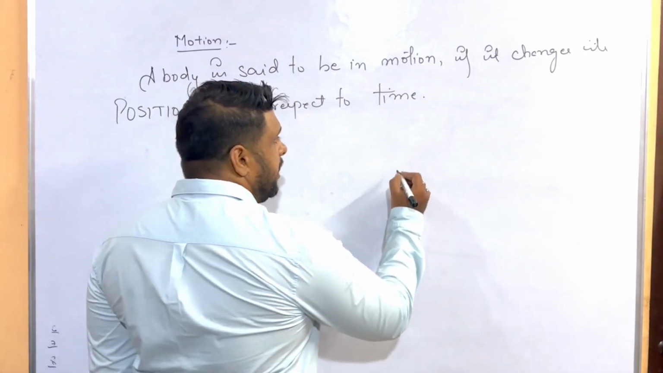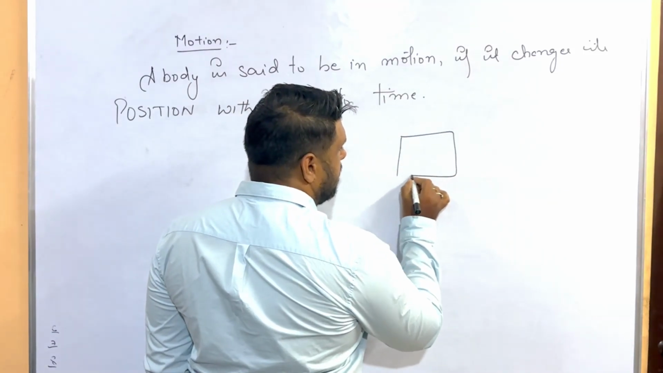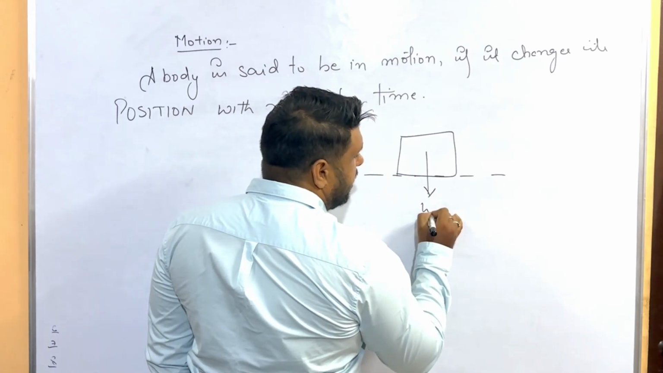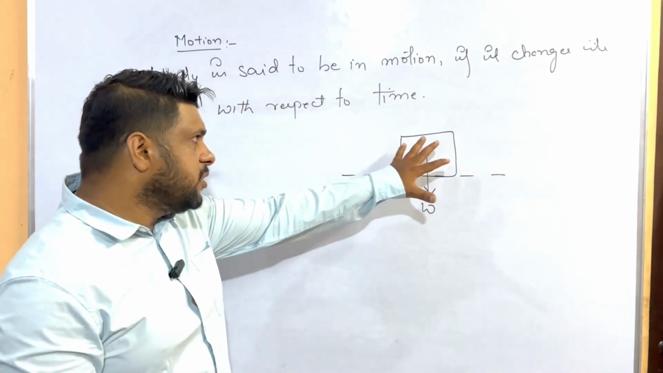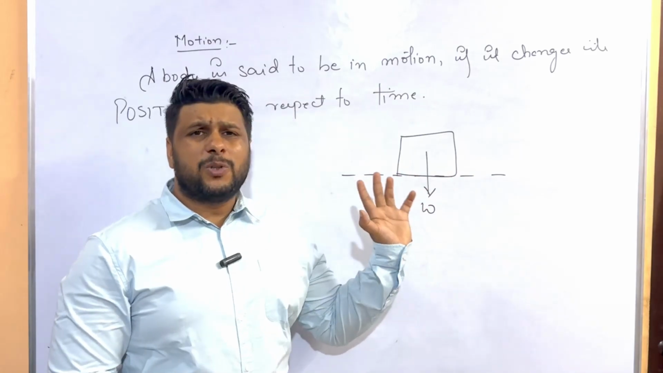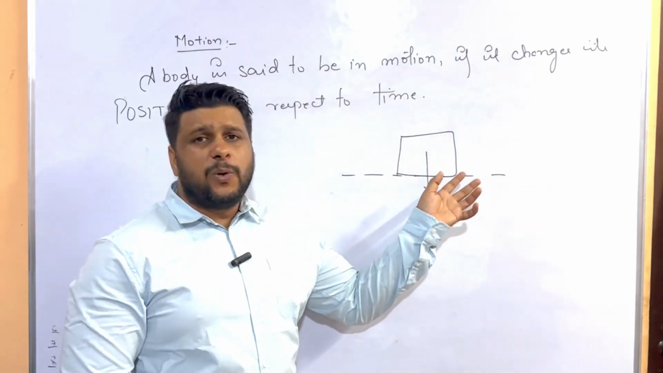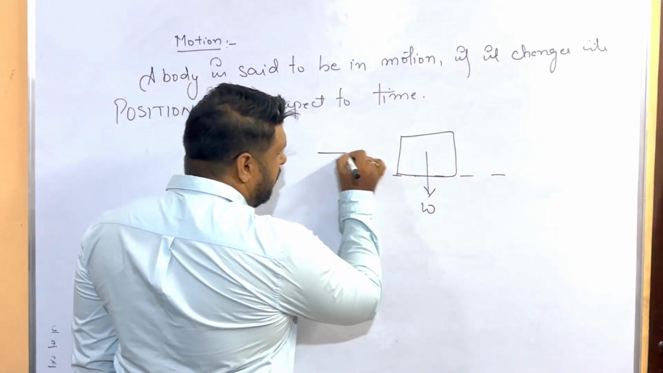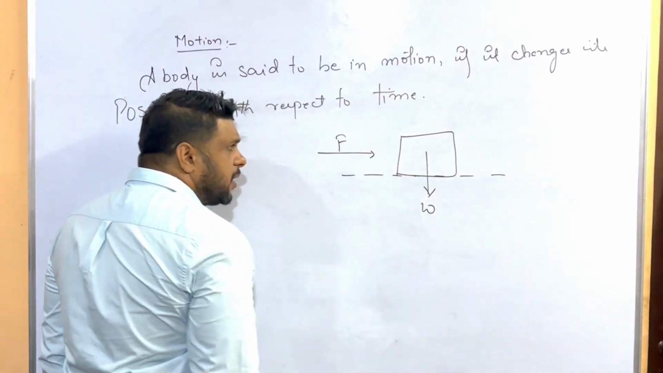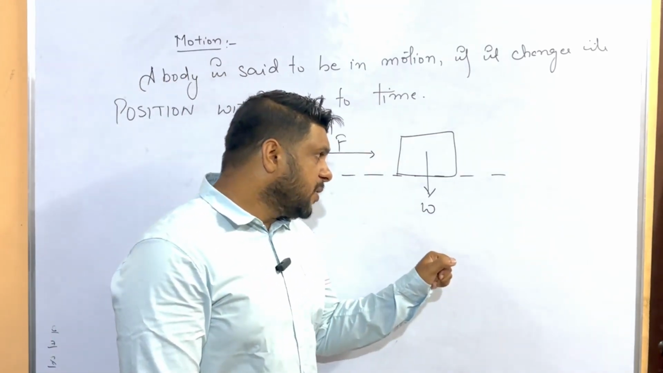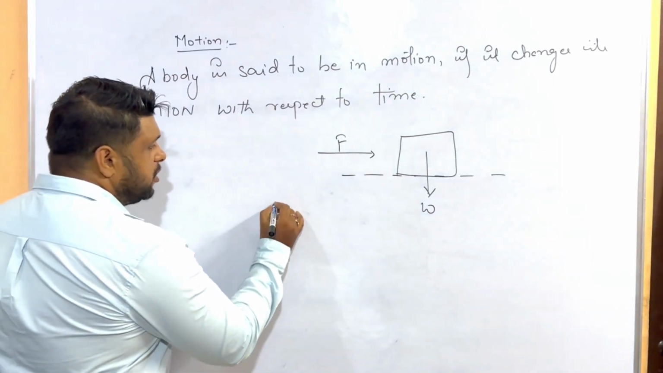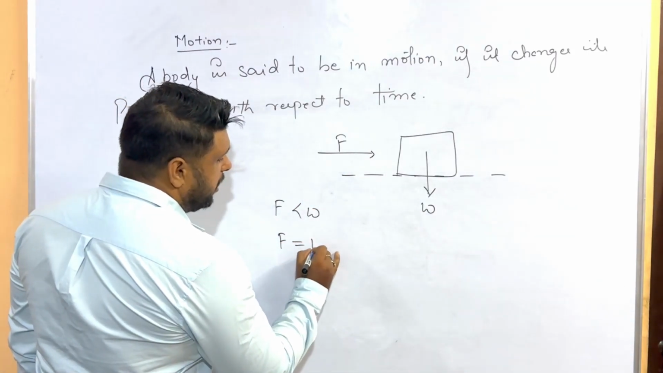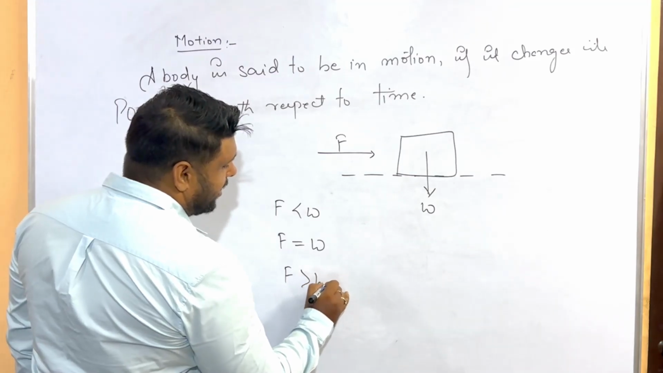Okay, let's say we are having an object placed like this. Here its weight is acting downward, so this force is keeping it here. There are other forces also, frictional forces, air resistance also. Let's ignore all those things. Now I am applying force from this side. There are three possible scenarios: my force is going to be less than weight, equal to weight, or greater than weight.